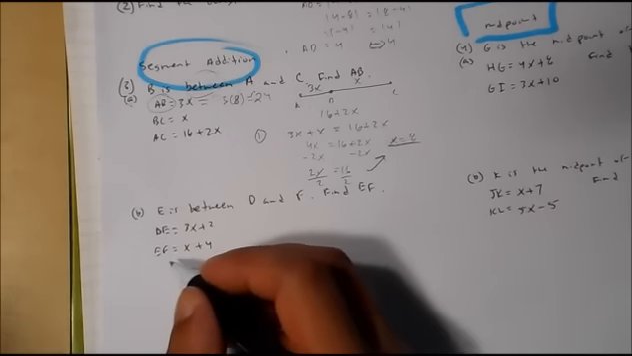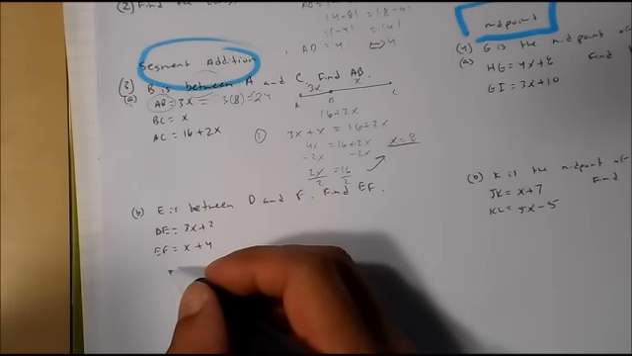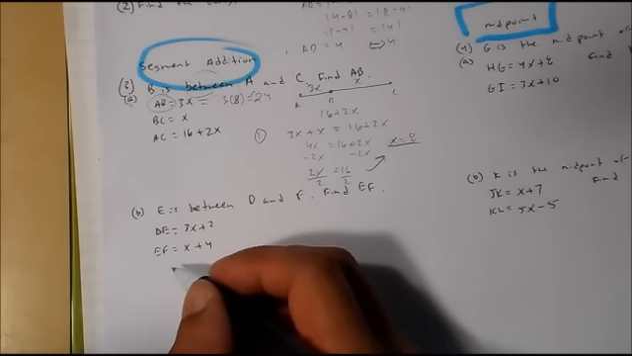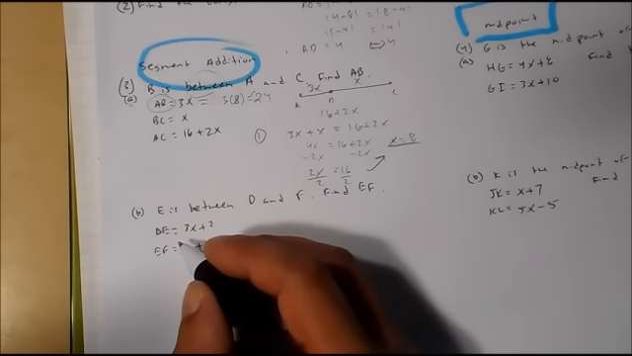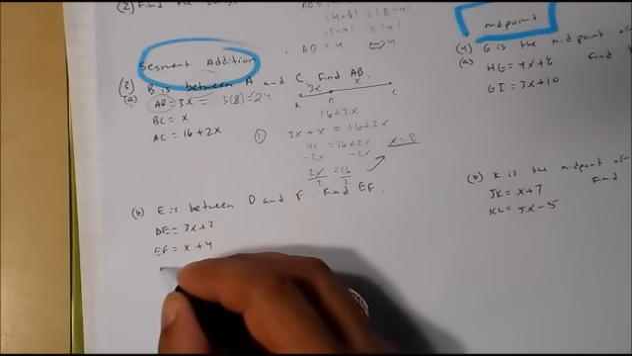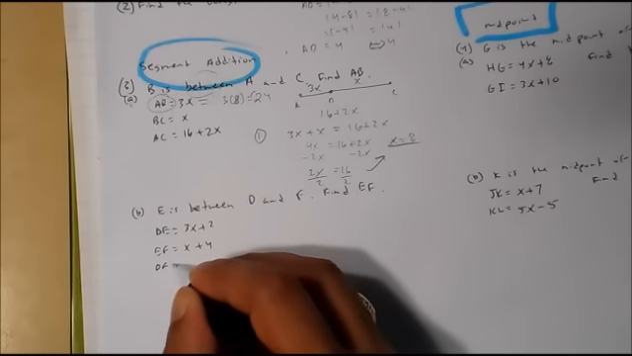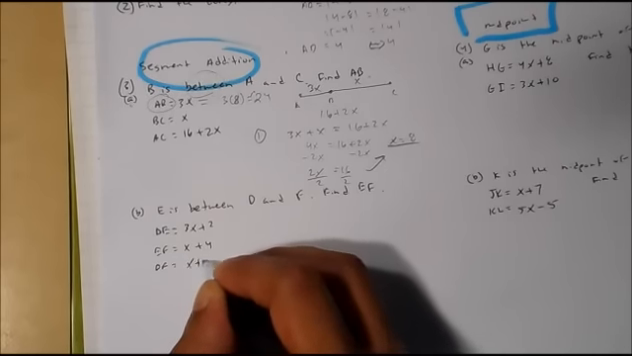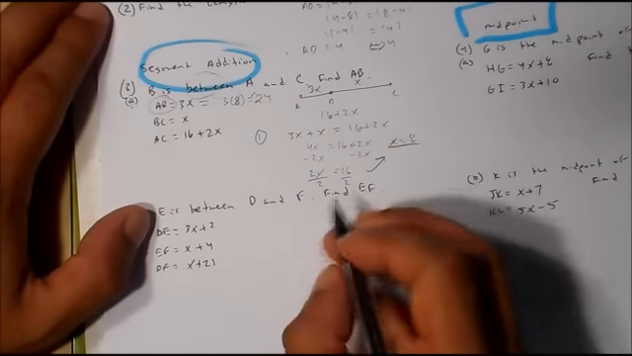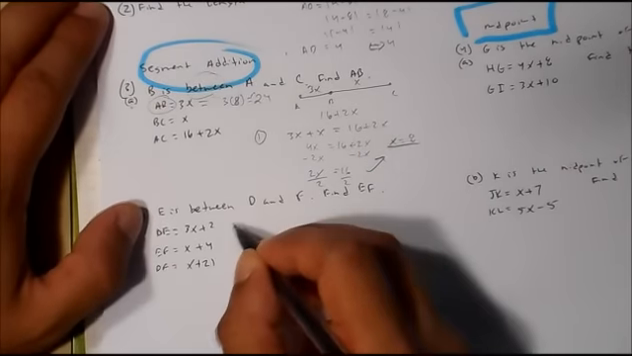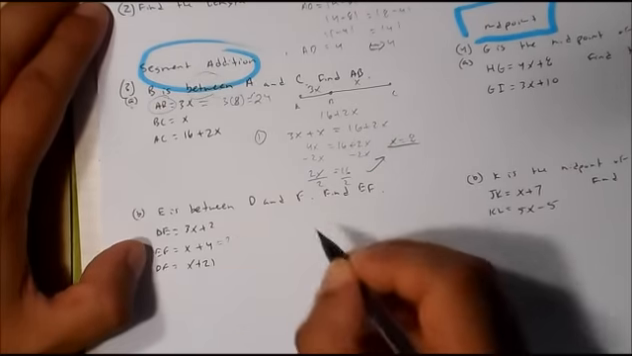And our whole entire line would be x plus 21. So it'll be E is between D and F. Sorry for the delay. Okay, so E is between D and F, and we find EF. So we're asked to find this part right here.